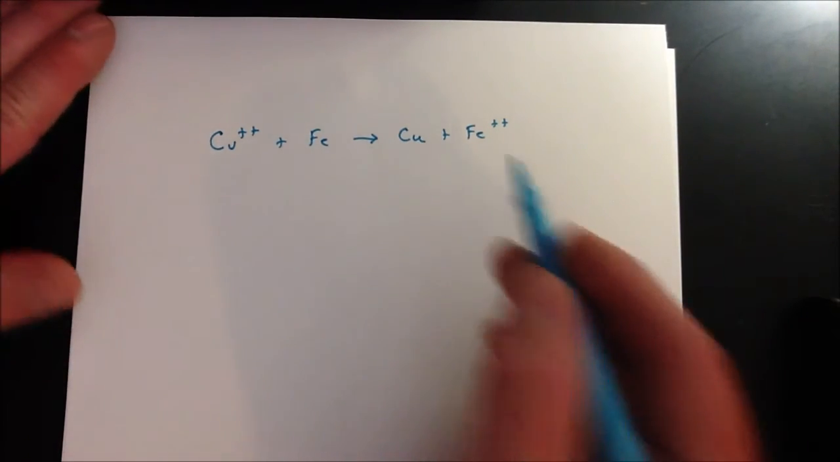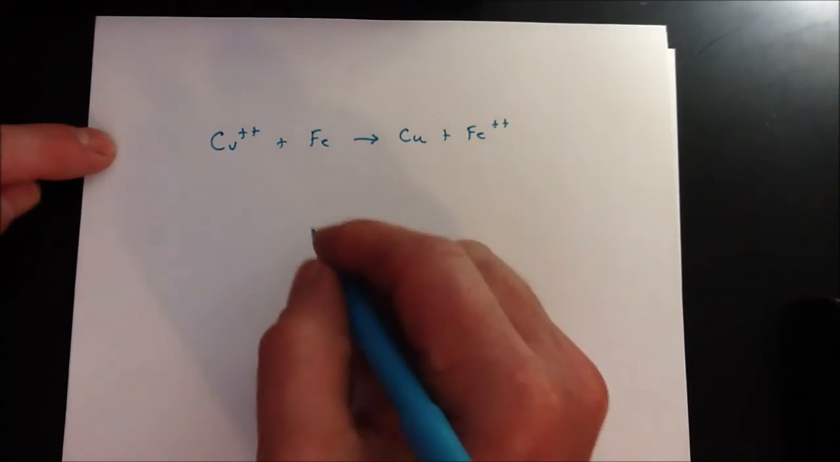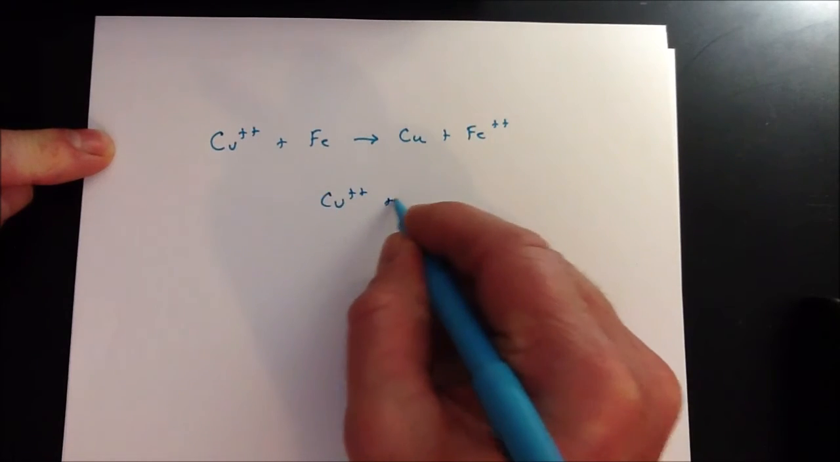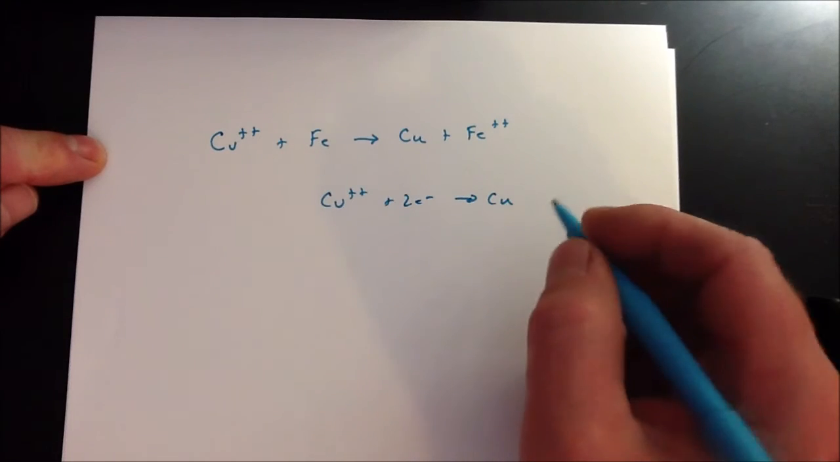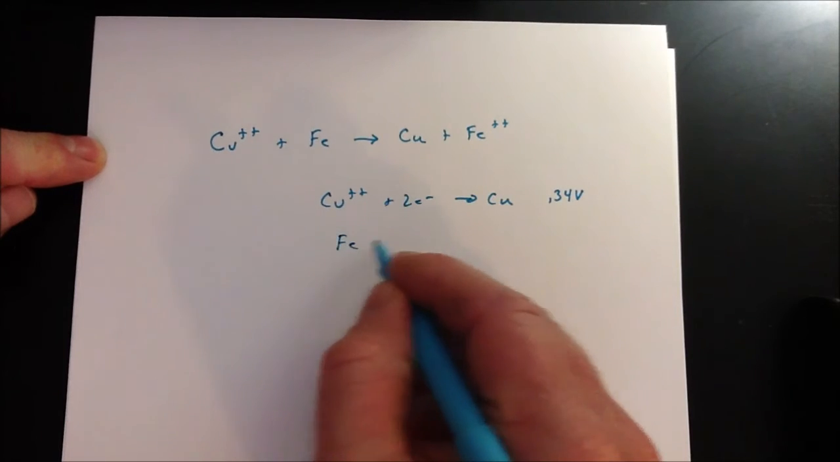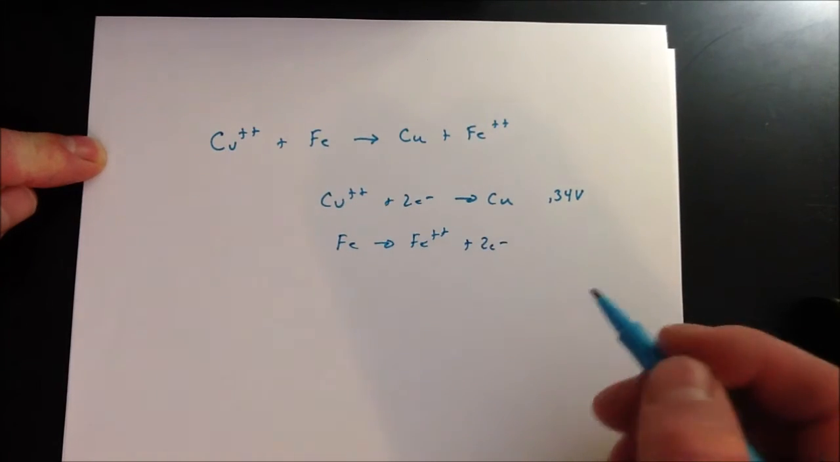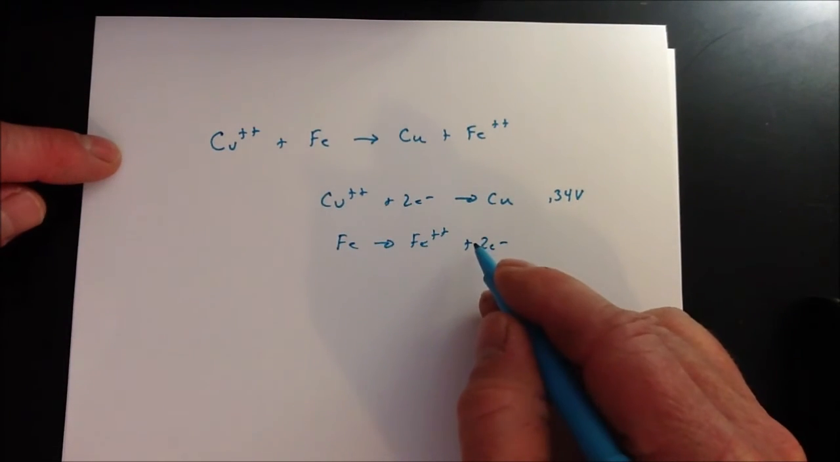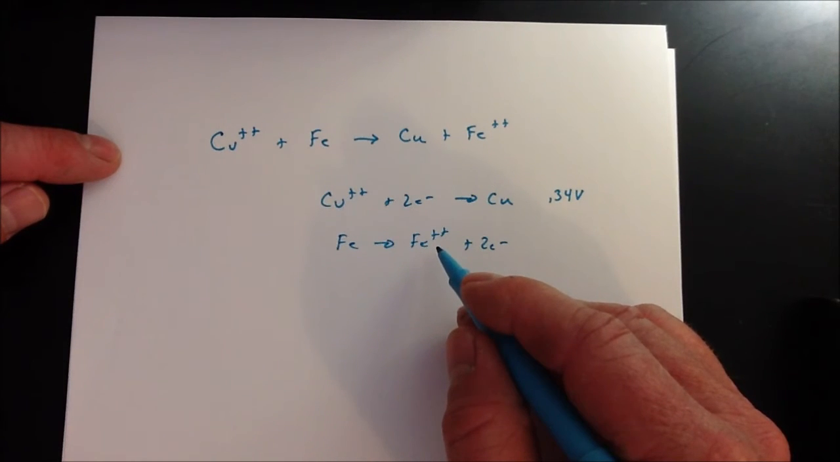So I give you this question, and I might say, justify whether or not this is a spontaneous reaction. In order to do that, if you have those reduction potentials, you can look those up. We're going to go with Cu++ plus 2 electrons to Cu. When I look up the reduction value for that, I get 0.34 volts. On the other hand, Fe to Fe++, iron 2, not iron 3, plus 2 electrons there. Again, I won't find that value because that's oxidation, but I can find the value for the reduction of that.